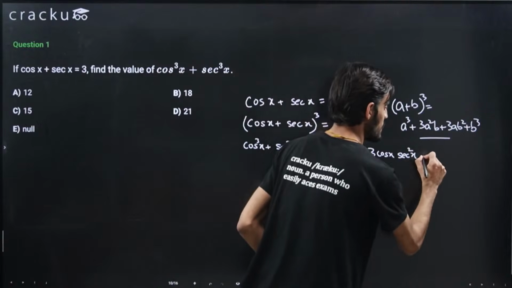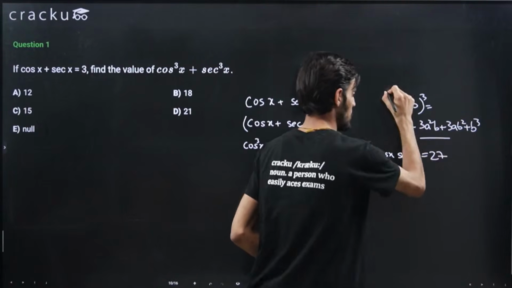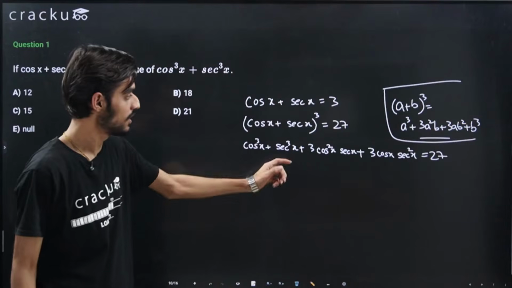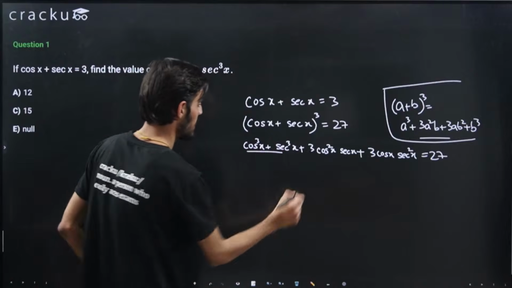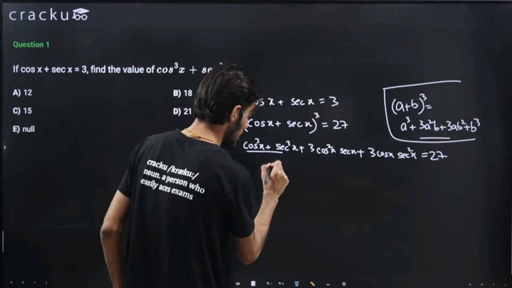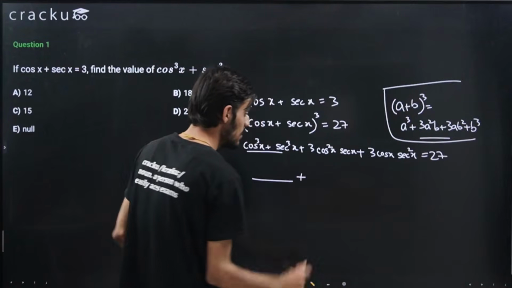Okay, of course, the right hand side is equal to 27. This was about the formula. So we need to find the value of this, right? We need to find the value of cos cube x plus sec cube x. So just leave this value as it is.